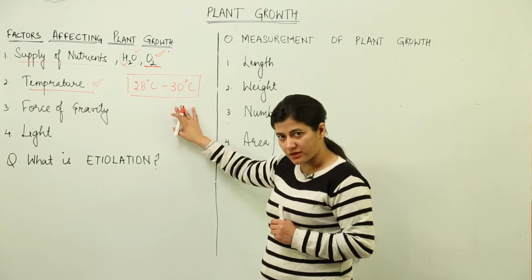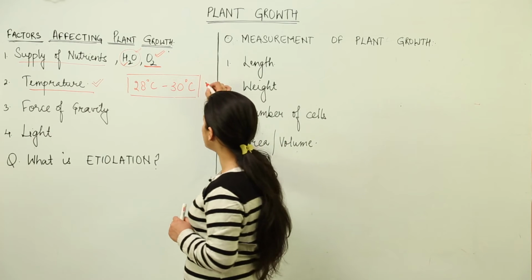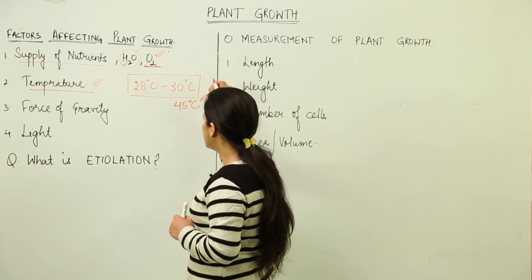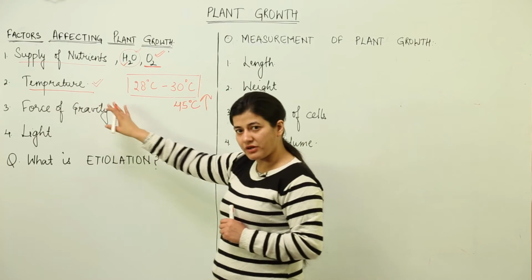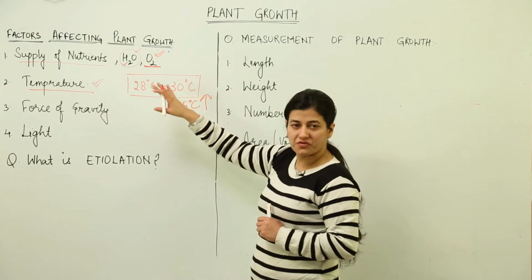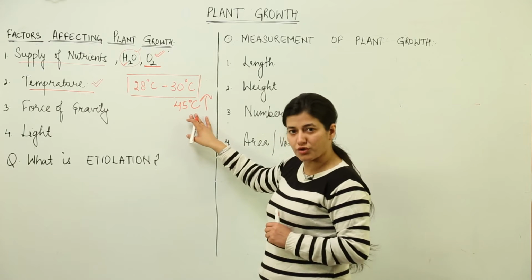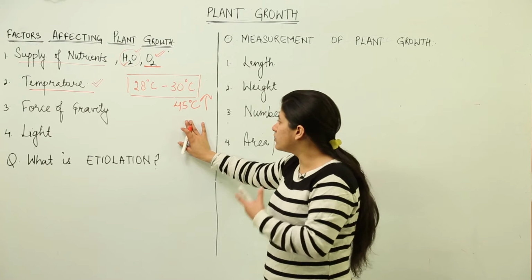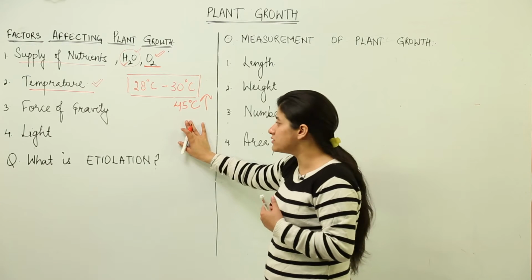That is the protoplasmic growth I'm talking about. If the temperature exceeds 45 degrees Celsius, then we get to know that an increased temperature is affecting the growth of the plant, because at this temperature or beyond, the protoplasm shows coagulation, and when the coagulation occurs inside the protoplasm, growth is not possible.